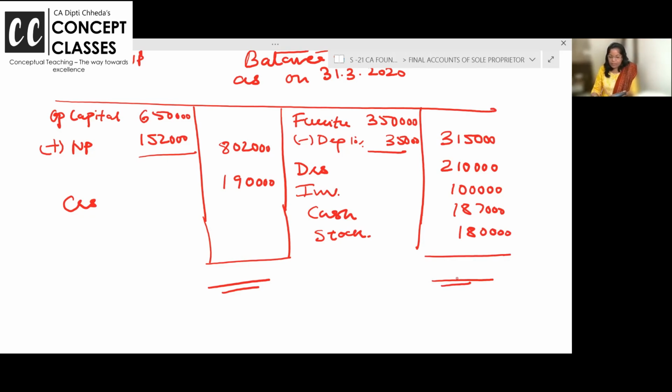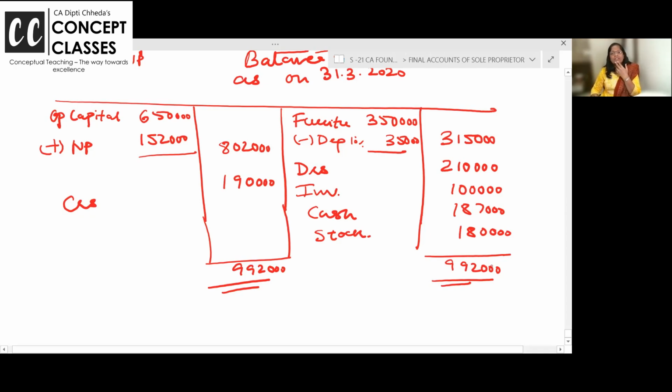8,02,000 plus 190. 9,92,000. 9,92,000 is the balance sheet total. Isn't it a super simple problem with one or two very common adjustments?